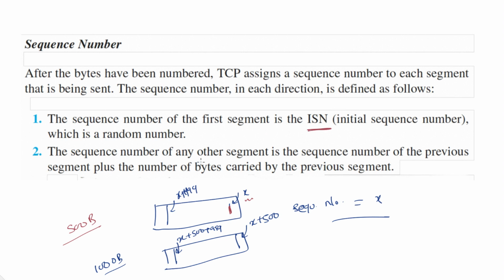Okay. The sequence number of any other segment is the sequence number of the previous segment plus the number of bytes carried by the previous segment. So the sequence number for this segment will be X plus 500. Why? Because this is the sequence number for the first byte in this segment. That is why the sequence number for the first segment is X, and the sequence number for the second segment is X plus 500.